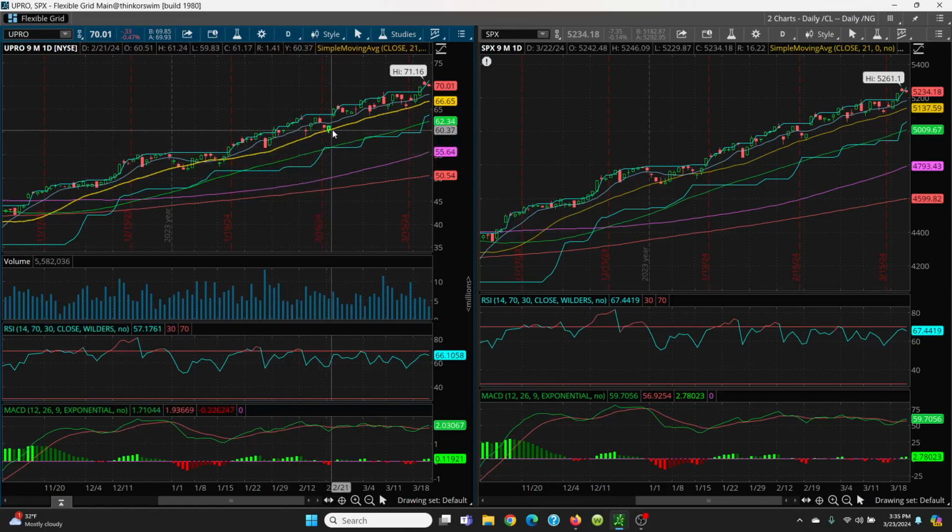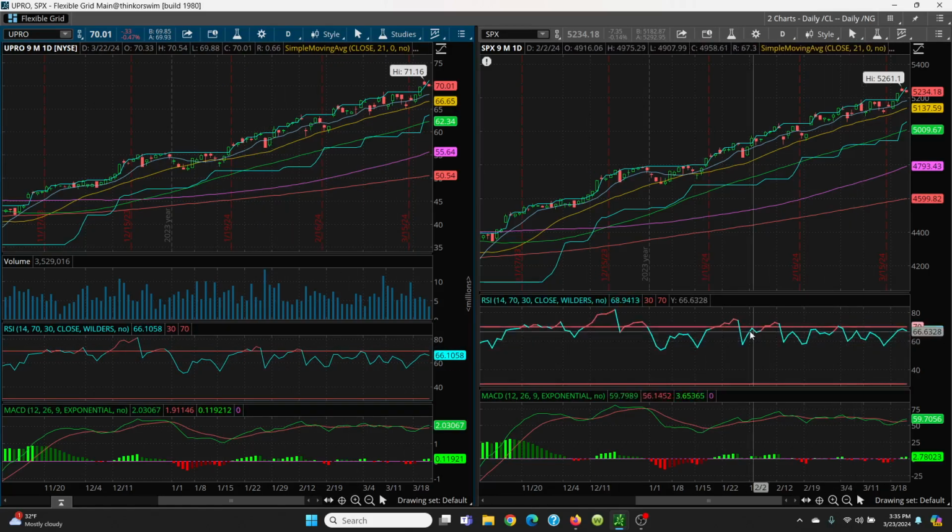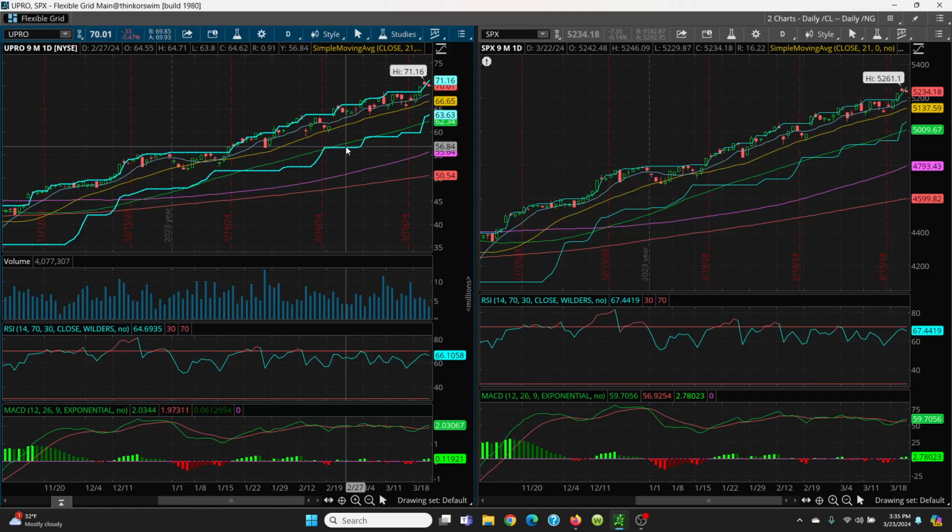But look at this chart here. It's almost identical to what we have here. So this is very, very good. Even when you look at this RSI, you can see it's doing the exact same thing. Your MACD is doing the exact same thing. So if you want to trade the S&P, this is a really, really good way of trading the S&P, with the UPRO. So now let's look at a couple of tech ETFs.